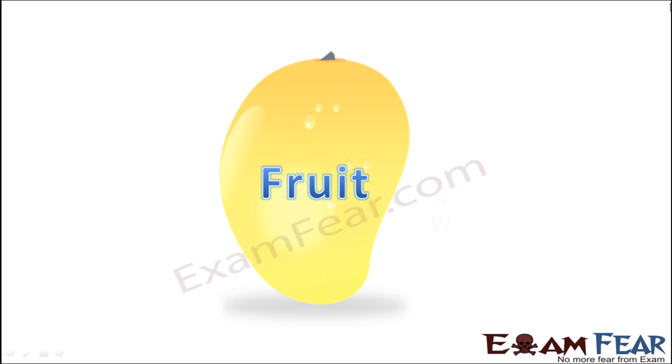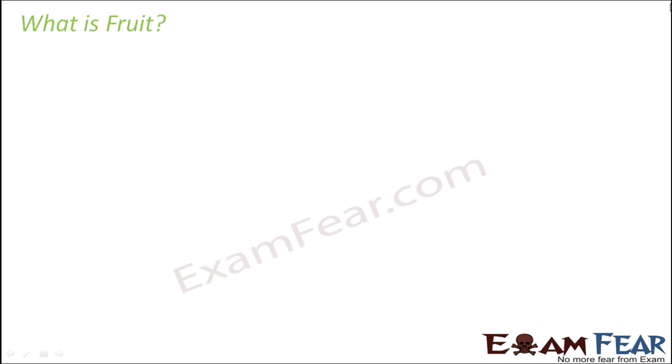Let us now talk about the next one of the very important parts of a plant, that is fruit. Now I don't think that I need to explain a lot about fruit. We all know fruits, we all eat different varieties of fruits. But still, let us see what exactly is a fruit and how is a fruit formed. So fruit is nothing but the ripened ovary after fertilization.